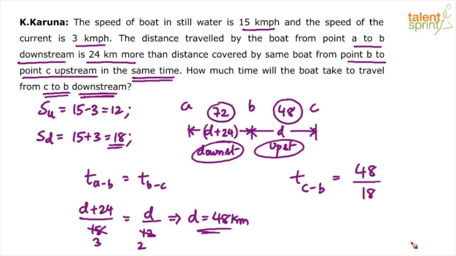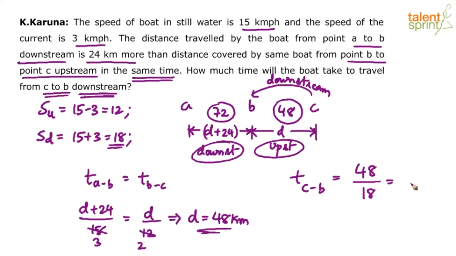Simple. It's all about finding out the distance using that equation. Once you have got the distance, solving the question is a cakewalk. How much time will the boat take to travel from C to B downstream? C to B, the distance is 48. Speed, since it is downstream: in the original case, B to C is upstream, but when you are going from C to B, it is downstream. Remember, the question clearly says it is downstream travel. Downstream speed is 18. 48 by 18 is your answer.